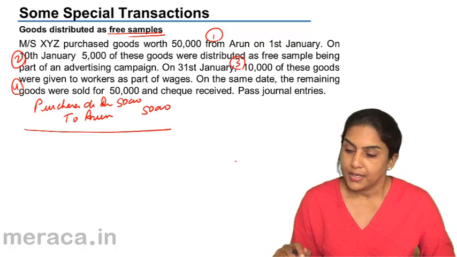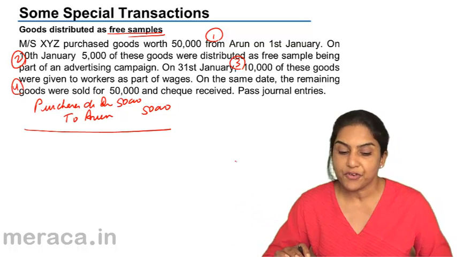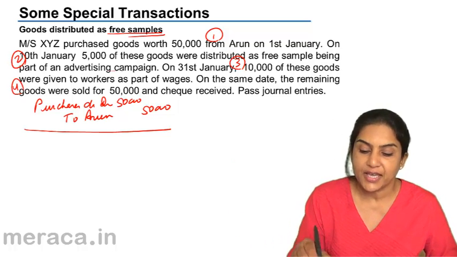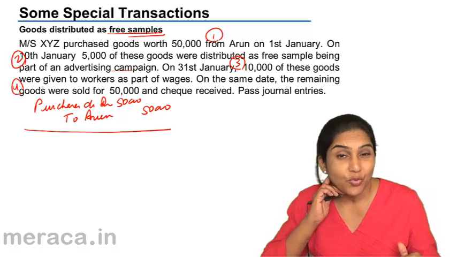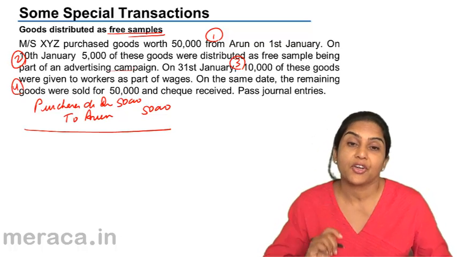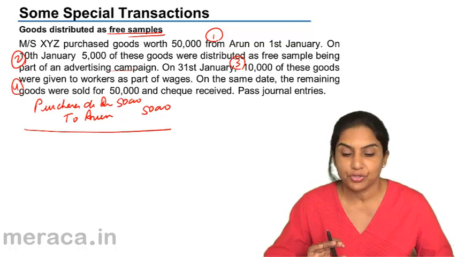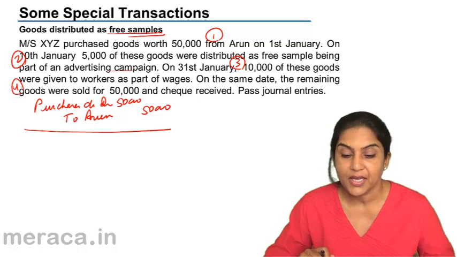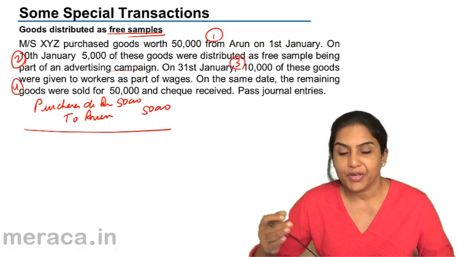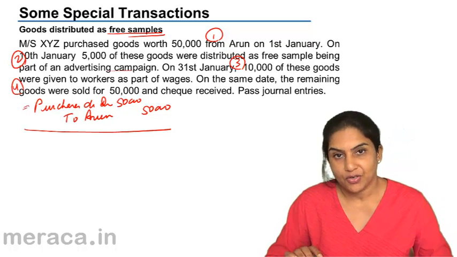Now think. On 10th January, 5,000 of these goods are distributed as free sample, being part of an advertising campaign. This is actually advertisement expense. So what would be the accounts involved in this particular case? Goods are distributed. So the accounts involved should be advertising. It's an expenditure because goods are being given for advertising. And goods on the other hand. But again, we don't have a goods account. Goods account is represented by purchases account.